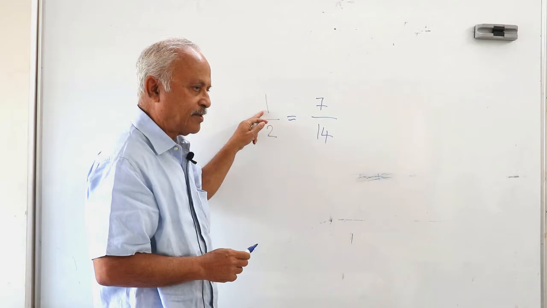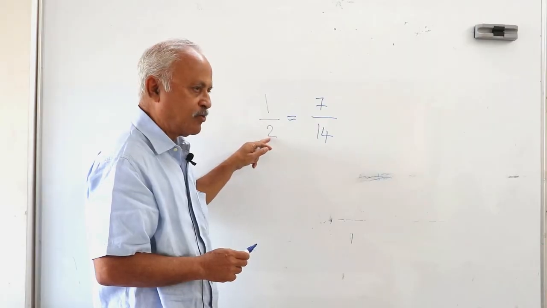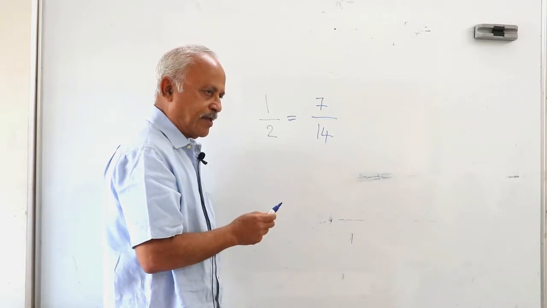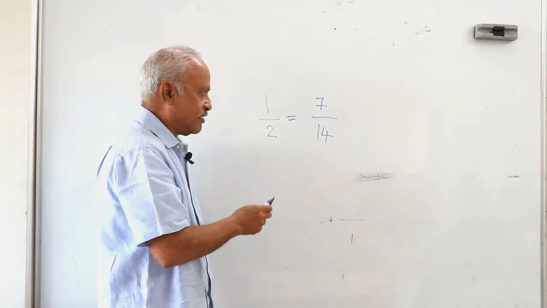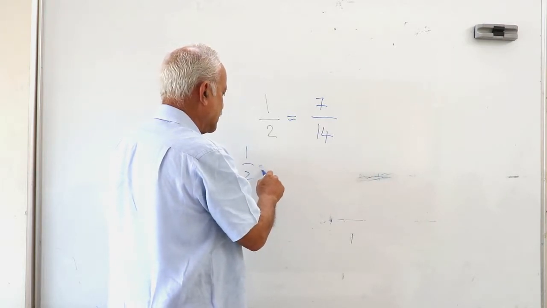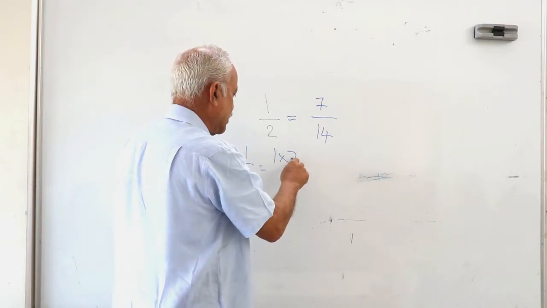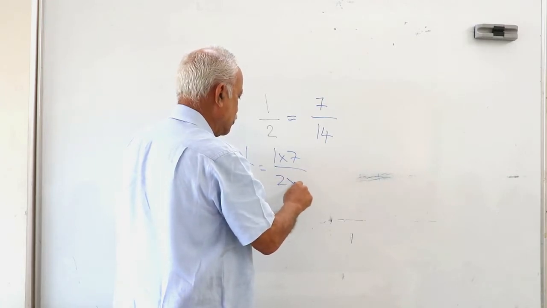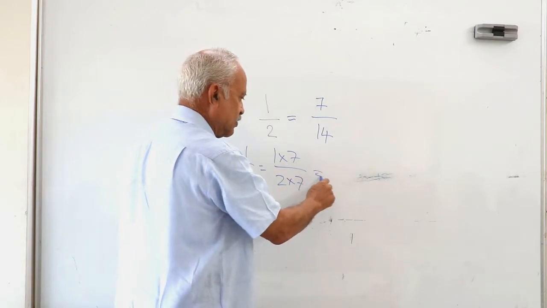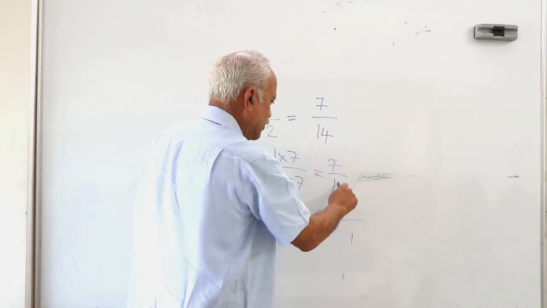Multiply. You multiplied 1 by 7. And you multiplied 2 by 7. So what you did, I'm going to write it here. You took 1 by 2 and you said that is equal to 1 into 7 divided by 2 into 7. You multiplied both 1 and 2 by 7, and that is equal to 7 by 14.